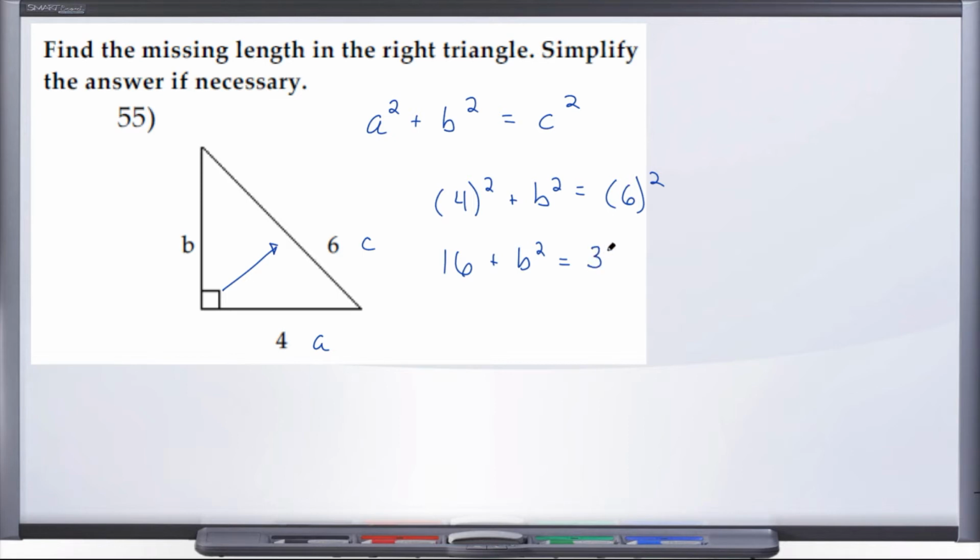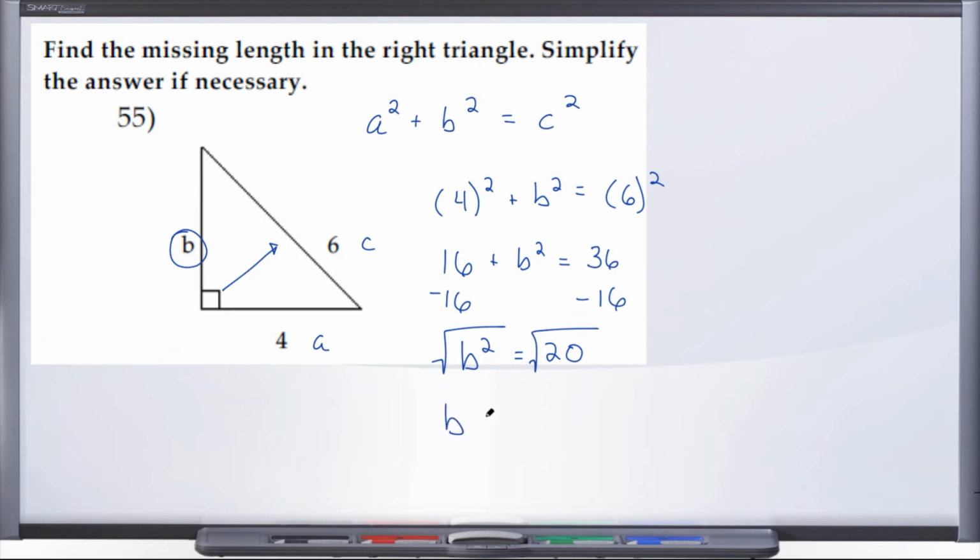squared gives us 36. If we want to solve for b squared, let's start moving things away from the b squared. So let's go ahead and subtract 16 from both sides. That's going to leave us with b squared equals 20. And now lastly, we want to solve for b, right? Here is just b. We don't want b squared, but rather b. So let's go ahead and take the square root of both sides.